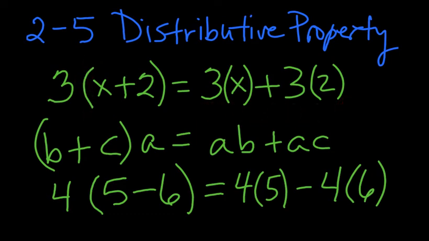There's always something in parentheses with a plus or minus sign and a number on the outside. The number on the outside can be on either side. And then you just go 3 times x, 3 times 2, like that. On this one that looks sort of backwards, you just go a times b. They always write them alphabetical. Some people might try to put BA there, and it really wouldn't be wrong, but in algebra we write things in alphabetical order. And then a times c.